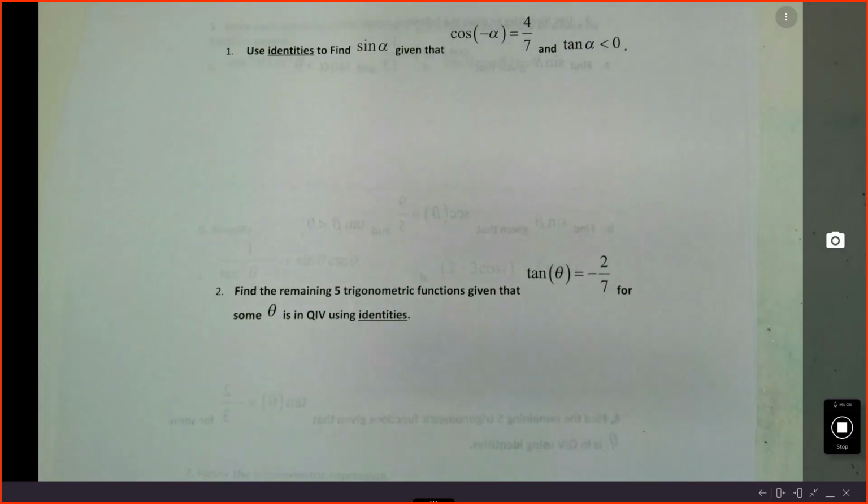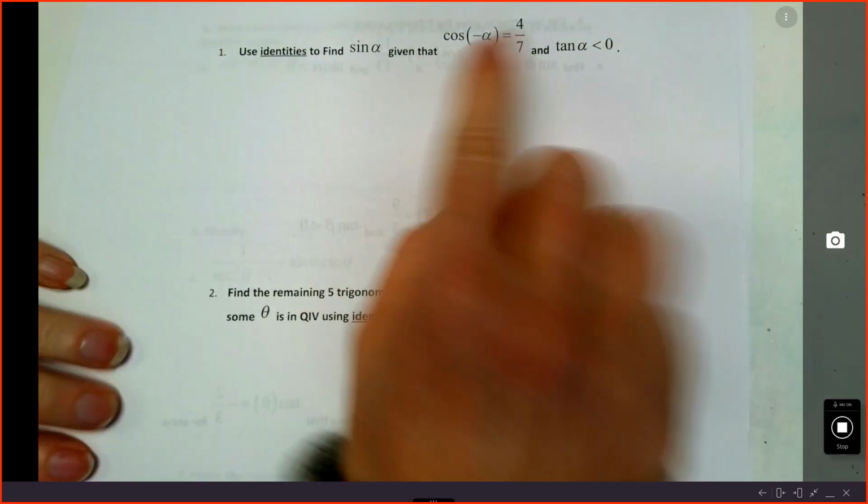Okay, using identities to find sine of theta given that cosine of negative theta. So the first thing is this is cosine of negative theta.